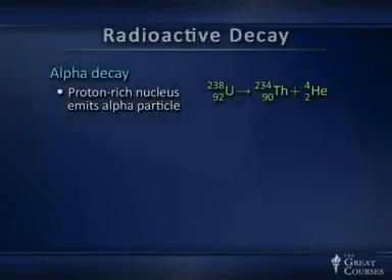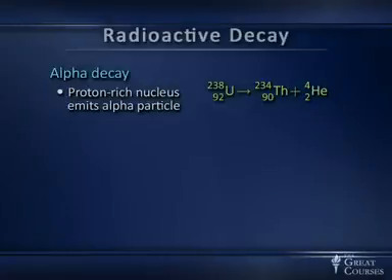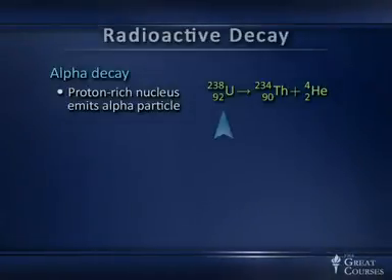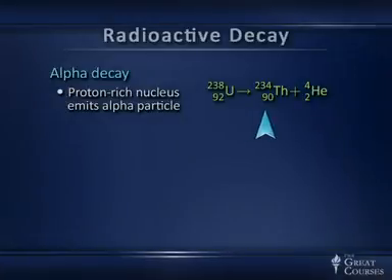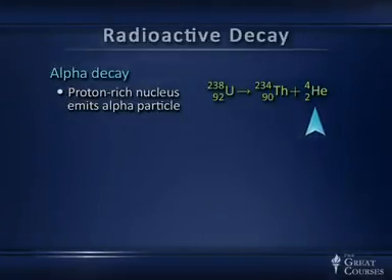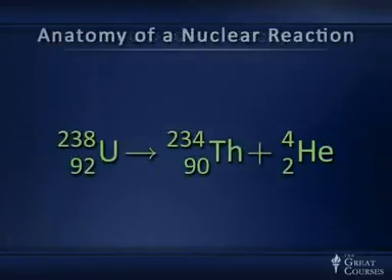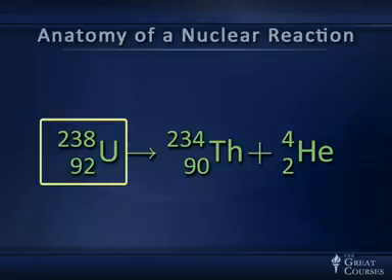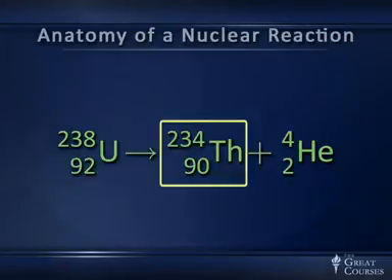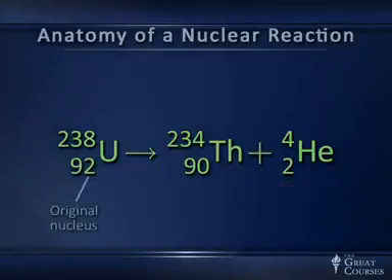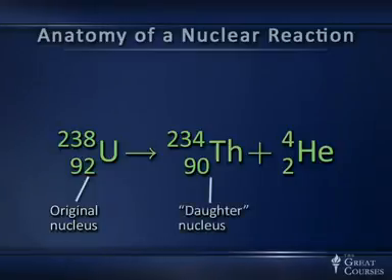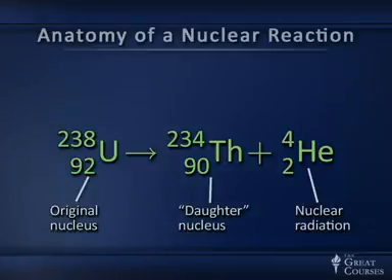And here's the reaction written for the decay of uranium-238, the most common kind of uranium. It starts with uranium-238, goes to thorium-234, and spews out an alpha particle. Let's take a closer look at that reaction before we look at other radioactive decays. So here's an anatomy of a nuclear reaction. Uranium-238, 92 protons, 238 total nucleons, decays to thorium-234 and helium-4. The original nucleus is on our left. The first nucleus on the right is called the daughter nucleus, and then out comes what's really nuclear radiation, a high-energy particle. So that's the anatomy of a nuclear reaction.